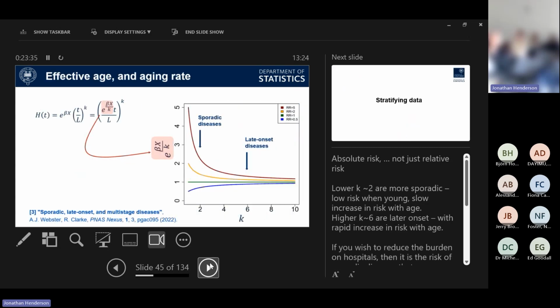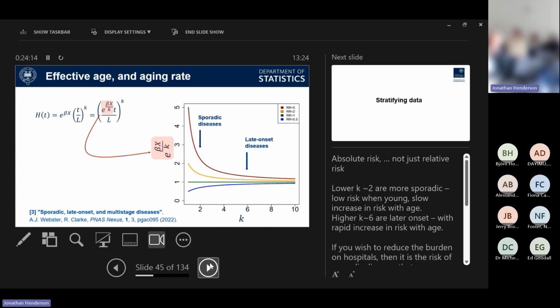You can also interpret this factor as an aging rate. So you'll notice that by putting the relative risk inside the brackets, this power of 1 over k has come in, and that k is the power that we saw earlier. So the sporadic diseases tend to have lower values of this k, meaning that in terms of a relative aging rate, they're much more modifiable. So not only are these the diseases that are placing the highest sort of burden on the NHS, they're also the sort of diseases that are the most modifiable in terms of risk.